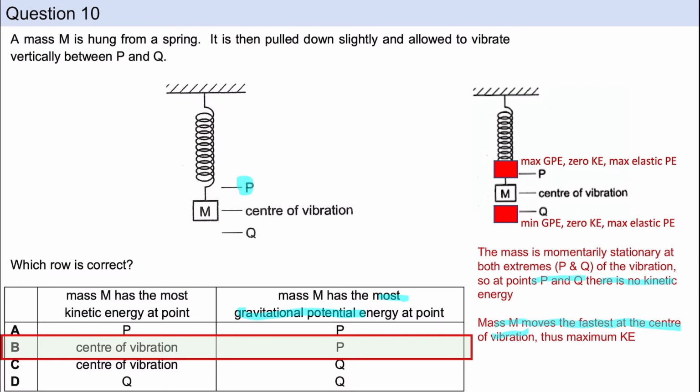It will be stationary. So you can reference this to a swing that you sit on. When you're at the maximum or highest position, the speed is zero. And you move fastest when you are in the middle of the swing, and that's where your speed is the highest.